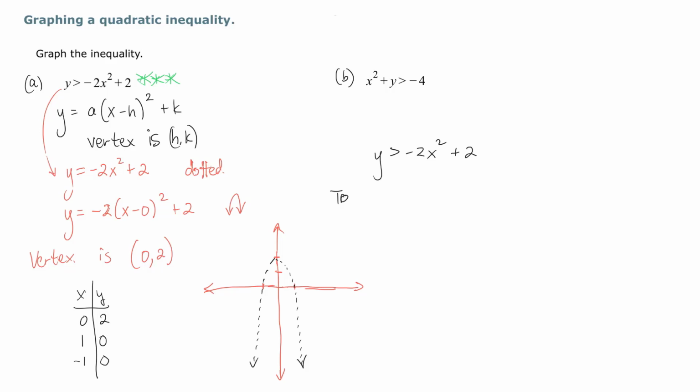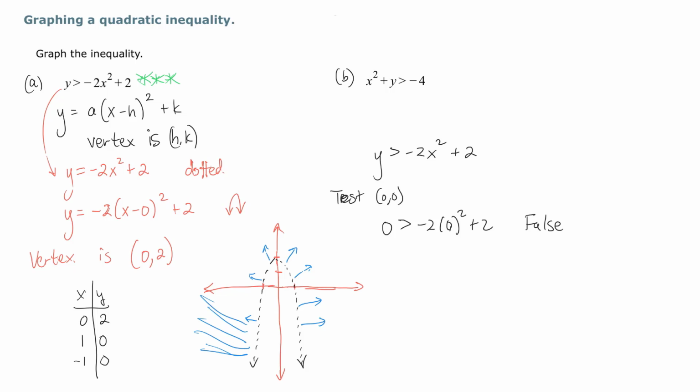We're going to test (0, 0). So is 0 greater than -2 times 0 squared plus 2? And the answer is false. This is a false inequality. It's basically saying, is 0 greater than 2? And that is not true. So that's false. So we don't shade the (0, 0) side. In fact, we're going to shade away from that (0, 0) side. We're going to shade this way. Make sure you do not shade the dotted line. Keep it dotted. So the solution to this parabolic inequality is that.